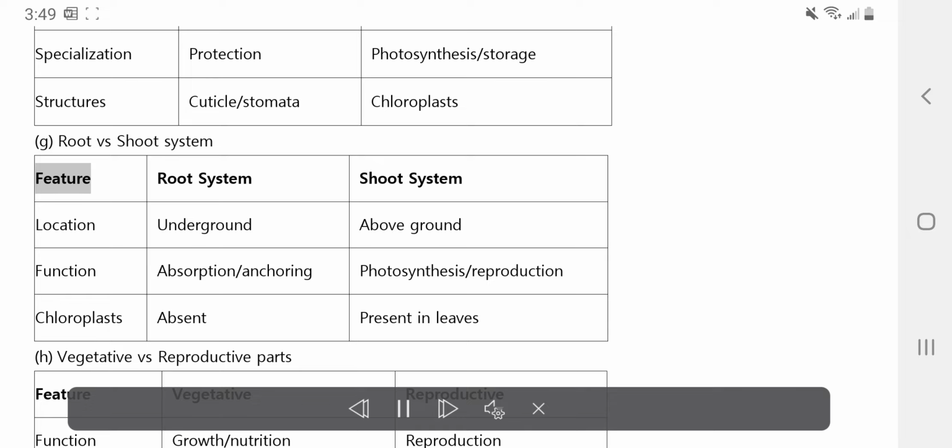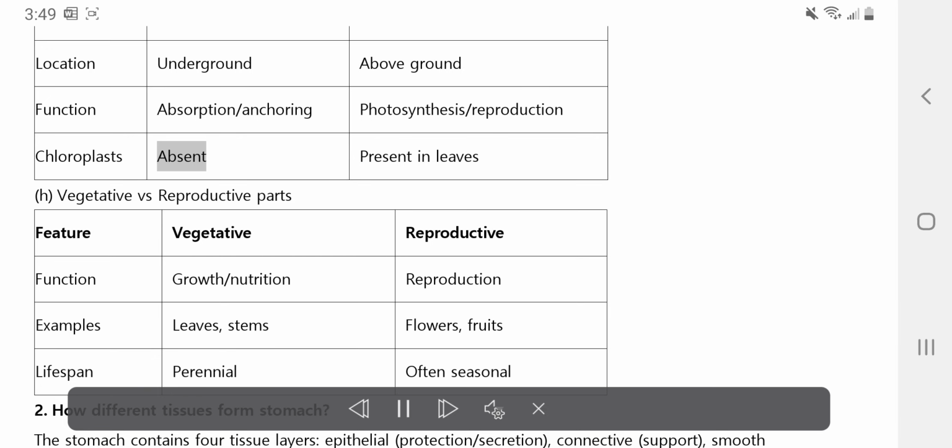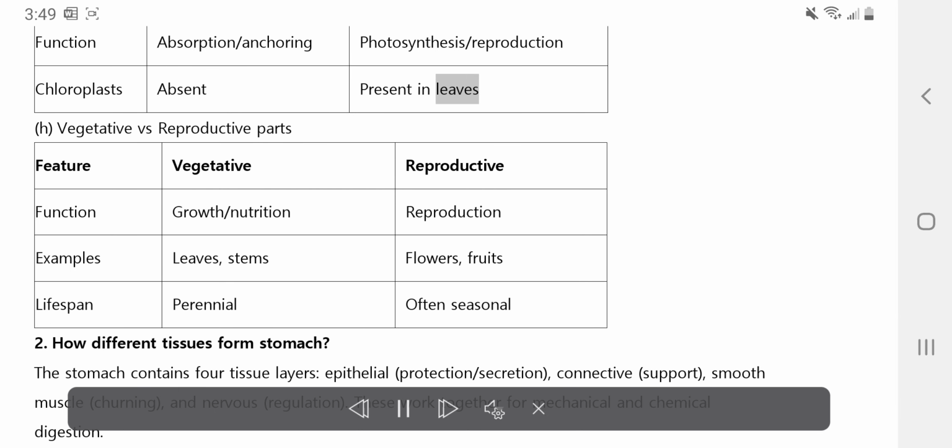Root versus shoot system. Feature. Root system. Shoot system. Location. Underground. Above ground. Function. Absorption/anchoring. Photosynthesis/reproduction. Chloroplasts. Absent. Present in leaves.